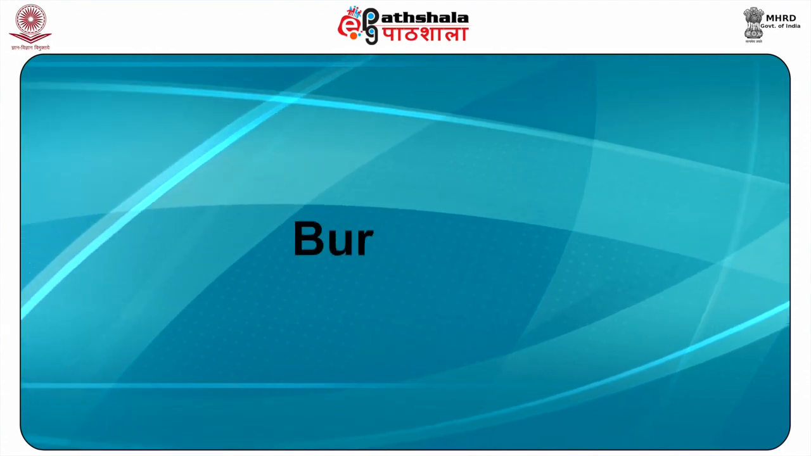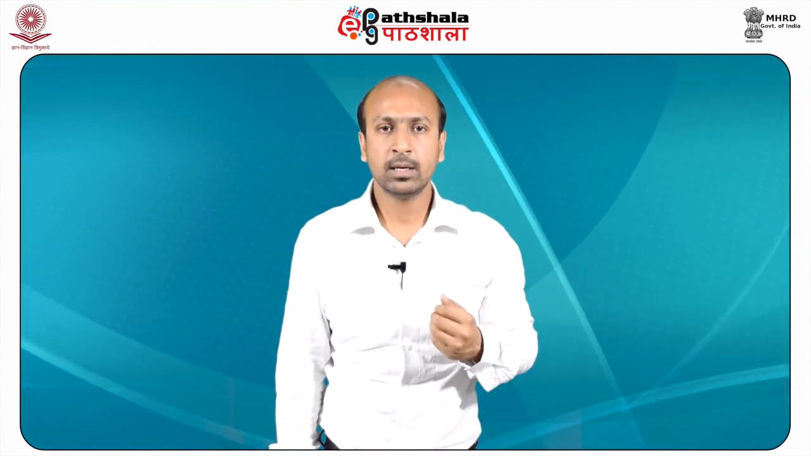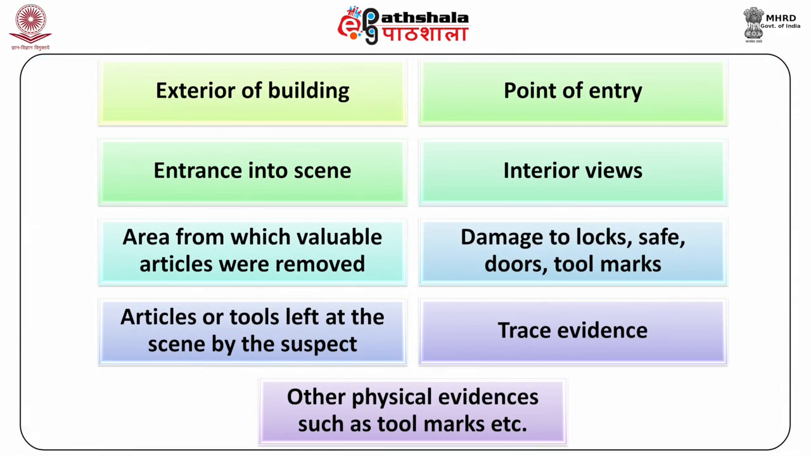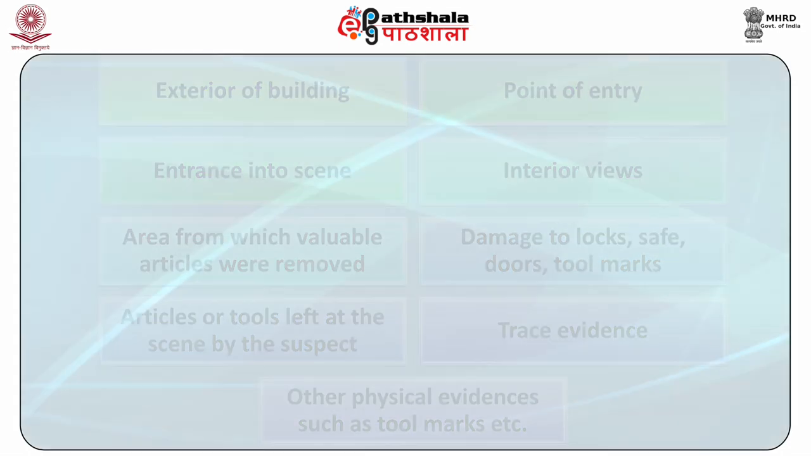included. Now, in burglaries. First point is photographs of residential or commercial burglaries. In this, A. Exterior of building. B. Point of entry. C. Entrance into scene. D. Interior views. E. Areas from which valuable articles were removed. F. Damage to locks, safe, doors, tool marks. G. Articles or tools left at the scene by the suspect. H. Trace evidence. I. Other physical evidences such as tool marks, etc.